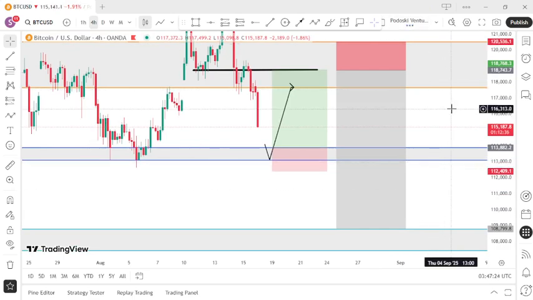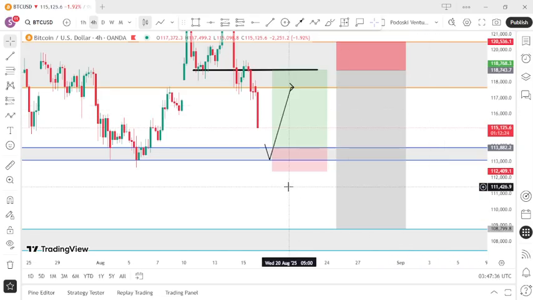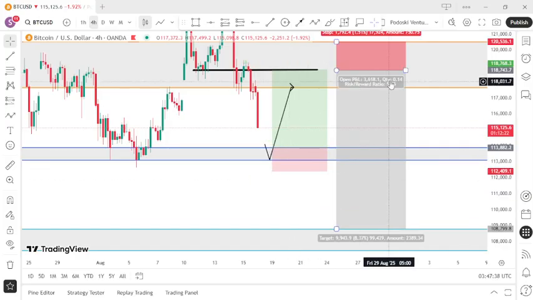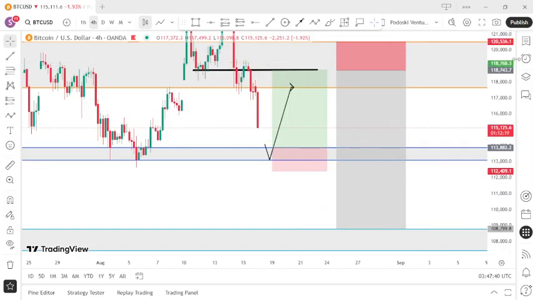So let's see what price will do. Depending on how price reacts to those zones, it will determine whether we will get an entry or not. If we do not, then we will just prepare ourselves for the buy since we missed the sell. Okay, so that's it on BTC USD. Let's move on to the next pair, which is gold.